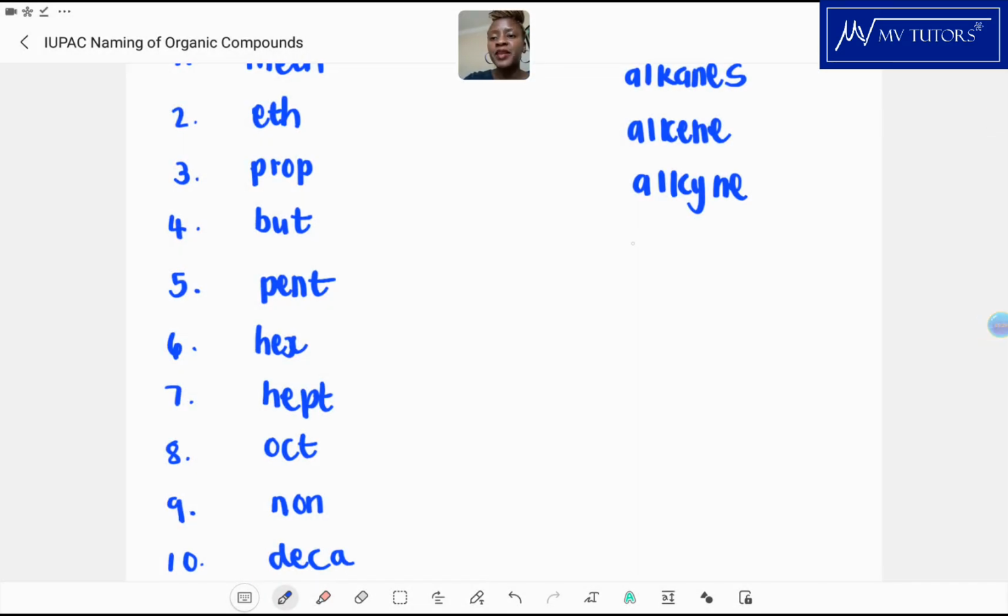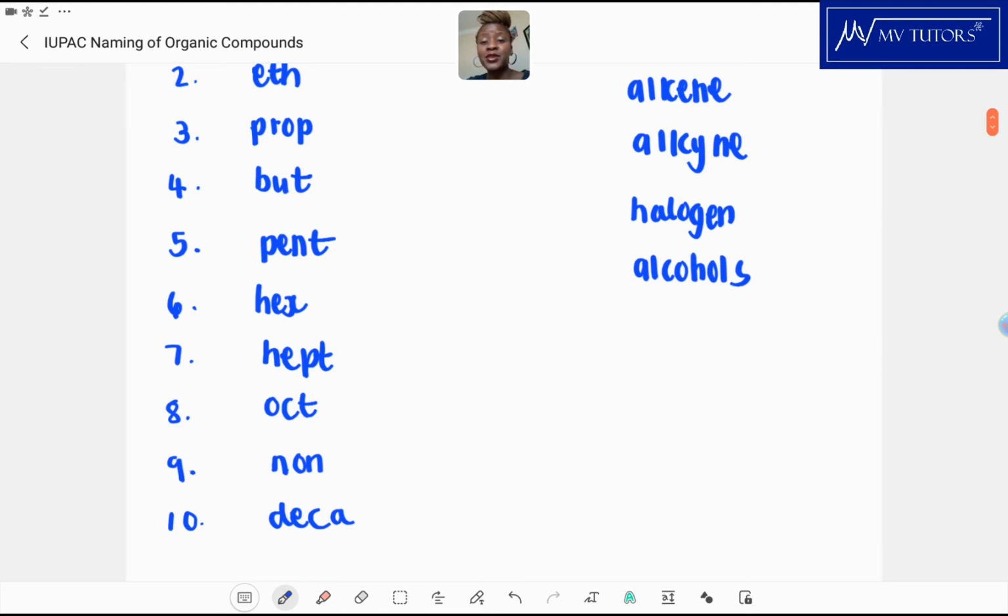Then you have halogens, where instead of a hydrogen you would put a halogen. A halogen is in group 7, which could be chlorine, fluorine, bromine, or iodine. Then you have alcohols. Instead of having a hydrogen atom, you would have a hydroxide, OH. That would be representative of your alcohols, whether it's a primary, secondary, or tertiary alcohol, but we'll deal with that.